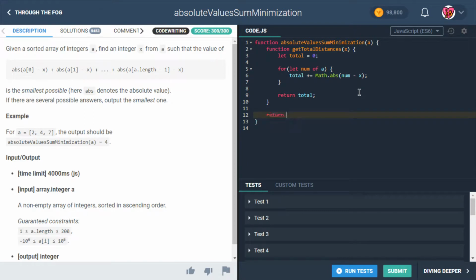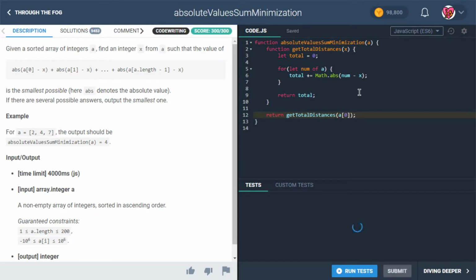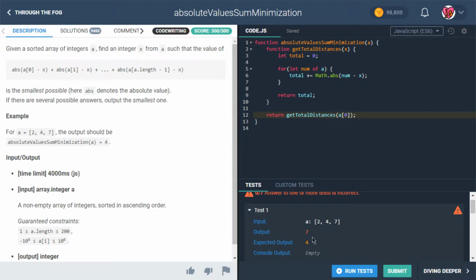We'll say return get total distances of, we'll just say A at 0, so we'll take the first element, or the 0th element, depending on how you look at it. Okay, great, it's saying 7. 7 is the total distance if 2 is our number. Let's verify that. The distance between 2 and 4, the absolute distance anyway, is 2. And between 2 and 7, it's 5. 2 plus 5 is 7. Okay, so I think that's working correctly.